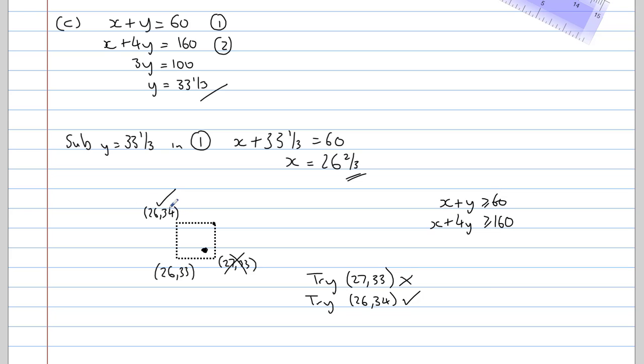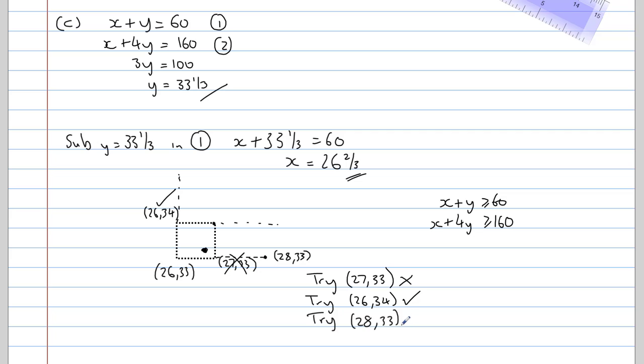So considering we know that 26, 34 is within the feasible region, there is no point in trying larger y values with 26 because they'll definitely give a larger cost, and there's no point in trying larger x values with 34 because they will give us a bigger cost. So there's no point in going in this direction or this direction. However, there may be another point that we should check as well first, and that is the case where maybe the y value isn't 34, maybe it's 33. So over here we could possibly have 28, 33, and that would be worth checking.